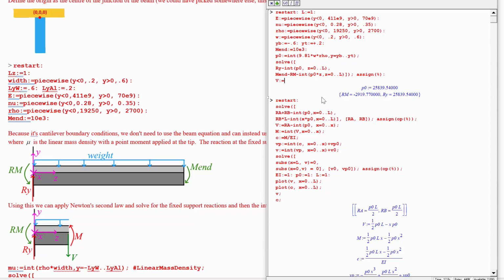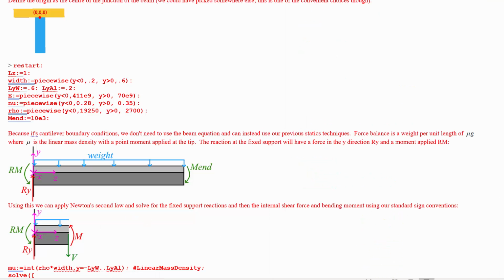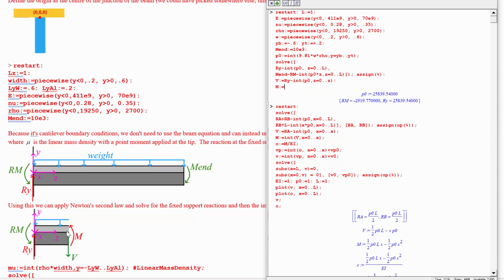So V in that direction, V now pointing in negative y, as before. V is equal to then Ry minus the integral of P naught from Z is 0 to Z. And M is going to be, let's see. Oh, we could do this a couple of ways.